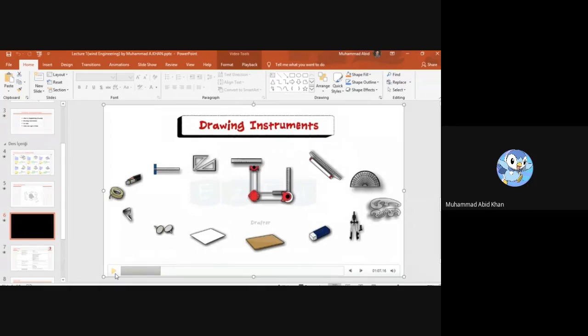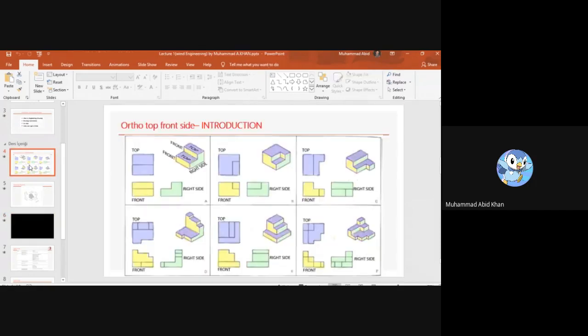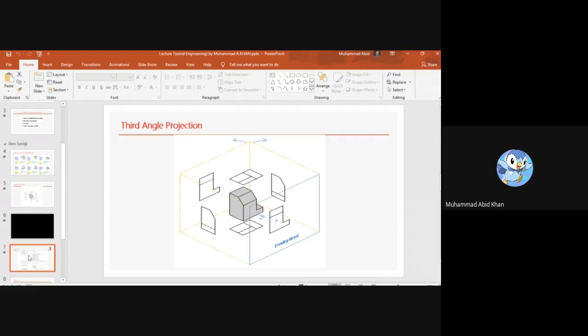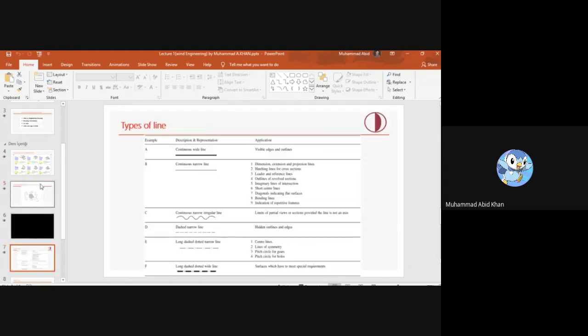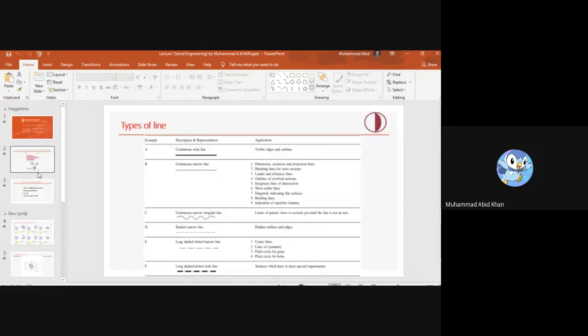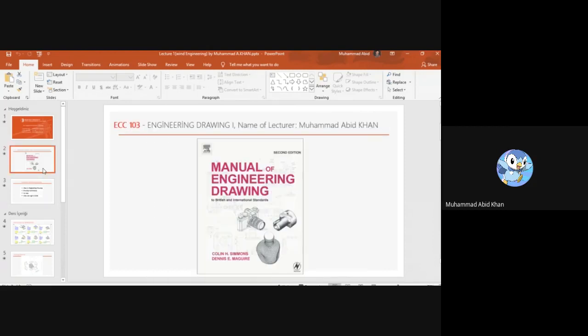I told you, I gave you the information: first angle projection, third angle projection, and the types, and the other material as well. The PDF file and the textbook are also attached on Zoom. You can download it and study from the textbook.